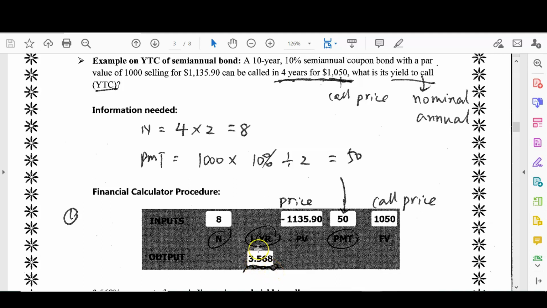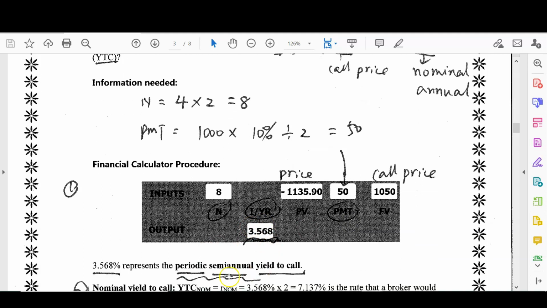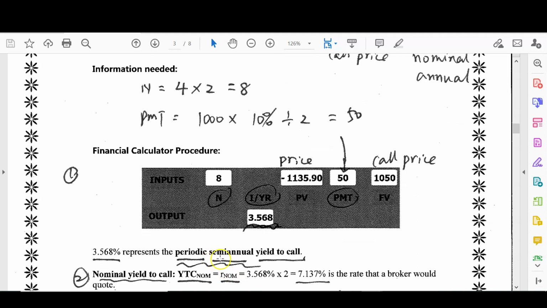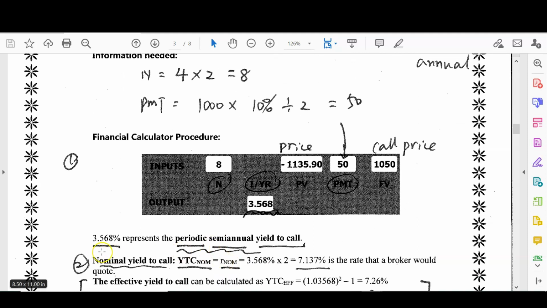Exactly. This I here should be the semi-annual rate, the semi-annual yield to call. Because N is the number of half years, and because the payments are half-year payments, the I should be the half-year rate. It should be the semi-annual yield to call. It should be the periodic rate.